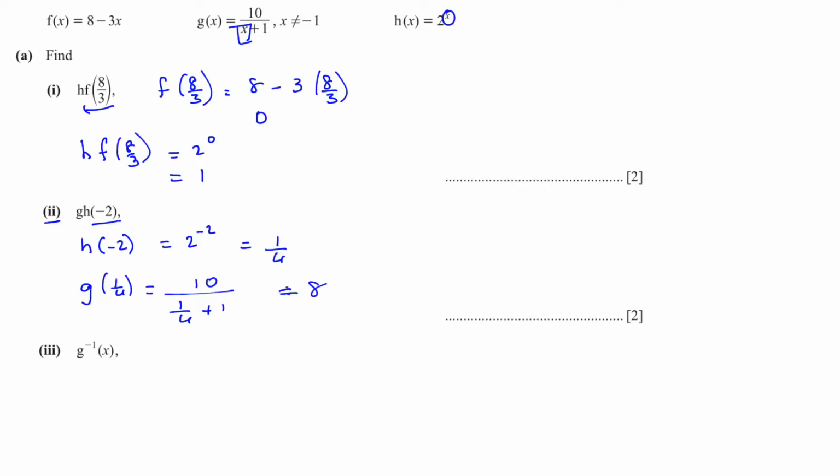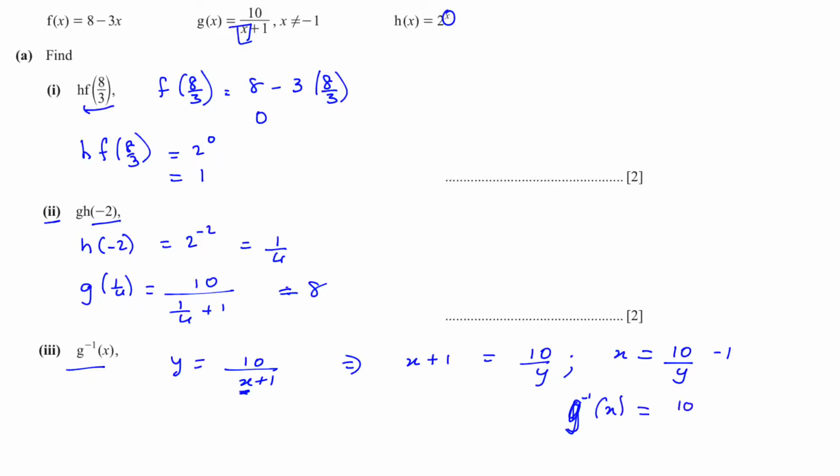The third one is find the inverse. Finding the inverse, so in place of g of x, we will write y is equal to 10 over x plus 1. We have to make x the subject. So let's first cross multiply. x plus 1 is equal to 10 over y. And then the 1 will move to the other side, x is 10 over y minus 1. Now that x is the subject, write it as g inverse of x is equal to 10 over x minus 1, replacing the y with x.